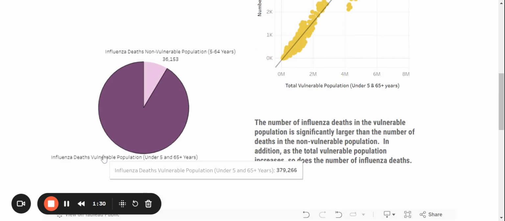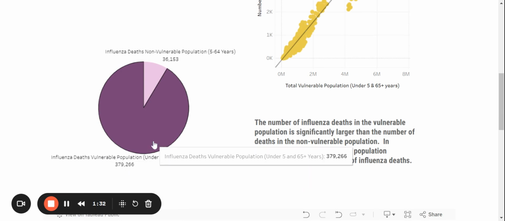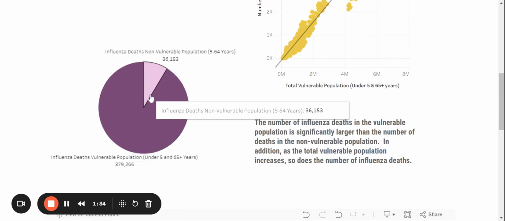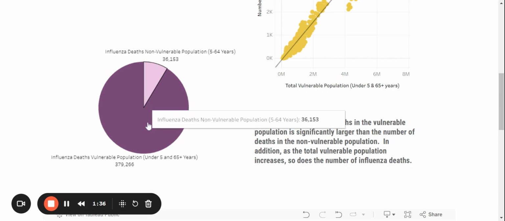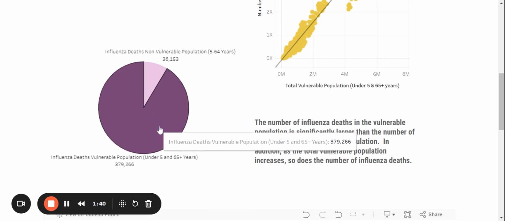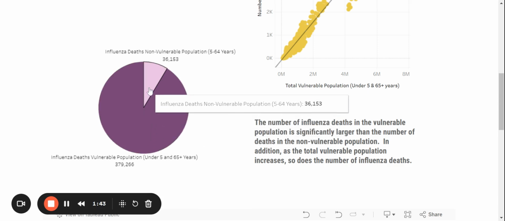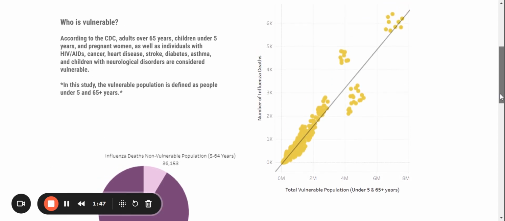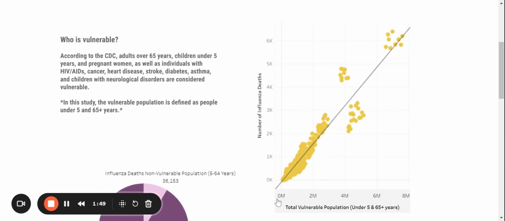This graph depicts the number of influenza deaths in the vulnerable population versus the non-vulnerable population. The number of influenza deaths in the vulnerable population is significantly larger than the number of deaths in the non-vulnerable population. In addition, as the total vulnerable population increases, so does the number of influenza deaths.